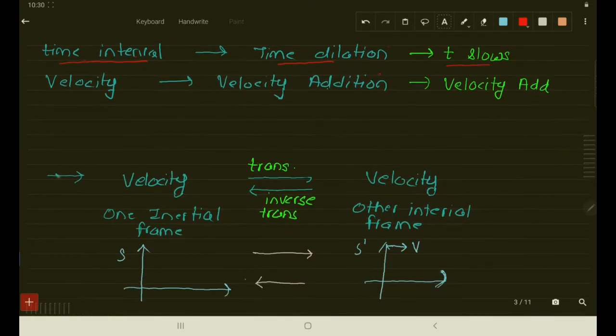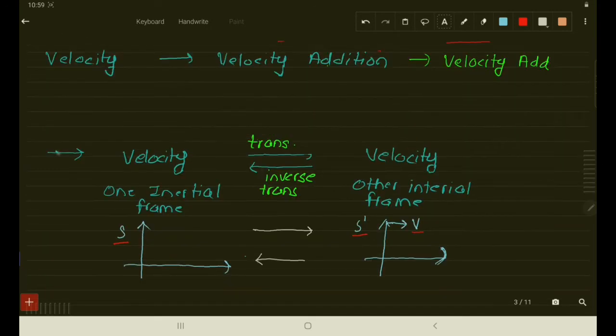Now, to understand what is transformation and inverse transformation equations, we will have to take two frames, S and S dash. S dash is a moving frame of reference. It is moving with velocity v. This velocity transformation or velocity addition equations will help us convert from one frame to another frame of reference. Transformation equations will help us convert from S frame of reference to S dash frame of reference.